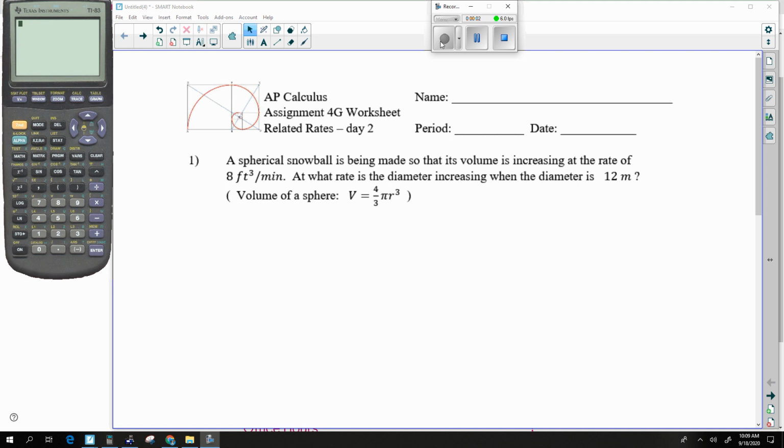Here we go, boys and girls. This is assignment 4G worksheet. This is day number 2 of related rates.